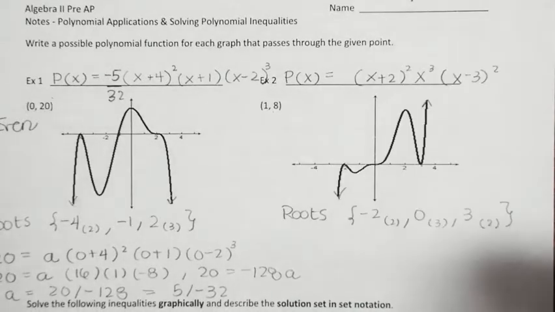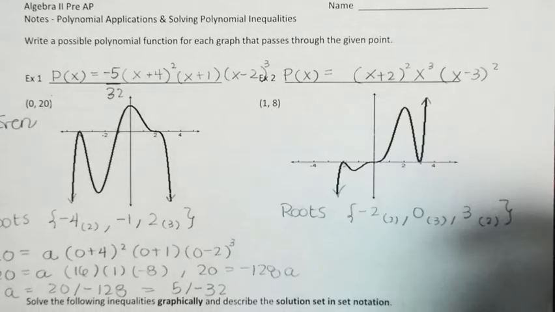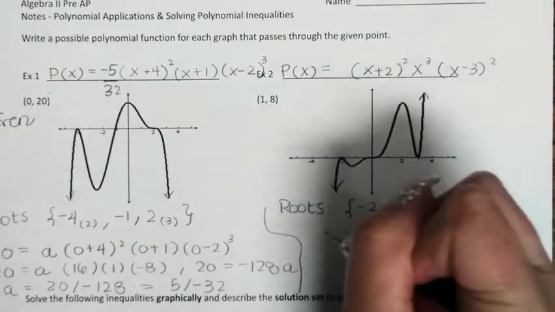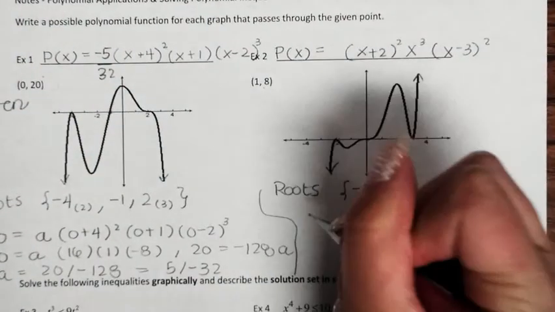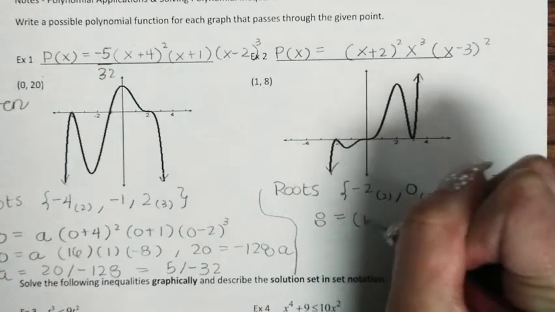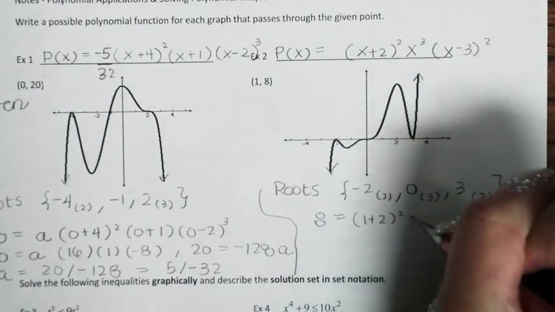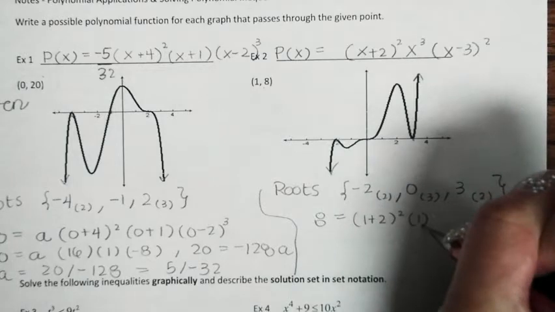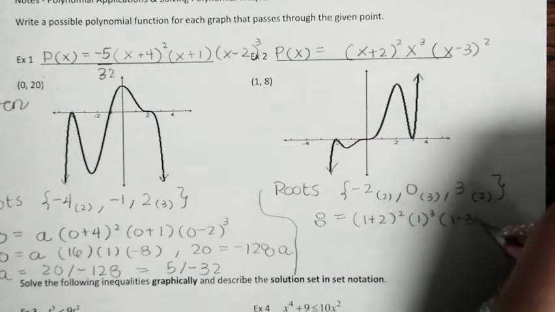Now, what are you going to do? You're going to plug in your point. Your point, let me do a line there so you don't get confused between the two problems. You have that 8 is going to be equal to (1 + 2)² times 1 cubed times (1 - 3)².